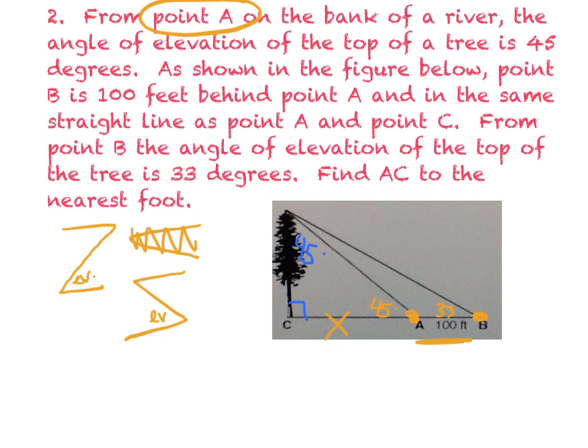Now remember, these two next to each other make a straight line. This angle and this angle. So that means they add up to 180. So if I do my 180 minus 45, I should get an angle of 135. And now I can get this angle, this little sliver up here, because notice I have 135 and 33. If I add those and subtract from 180, I get a tiny little slice of 12 degrees. Okay, so I found every angle in the picture I could.